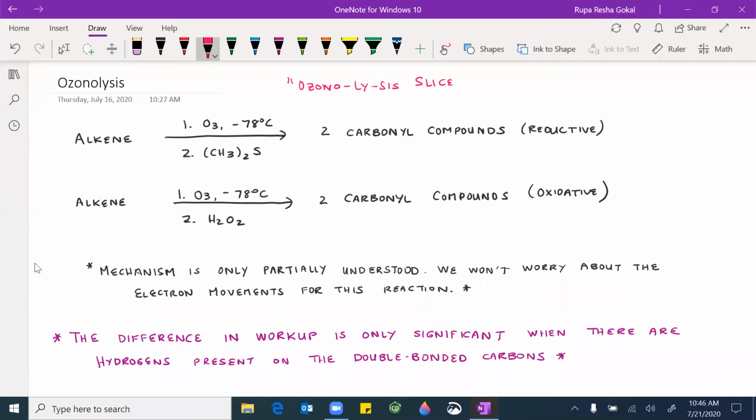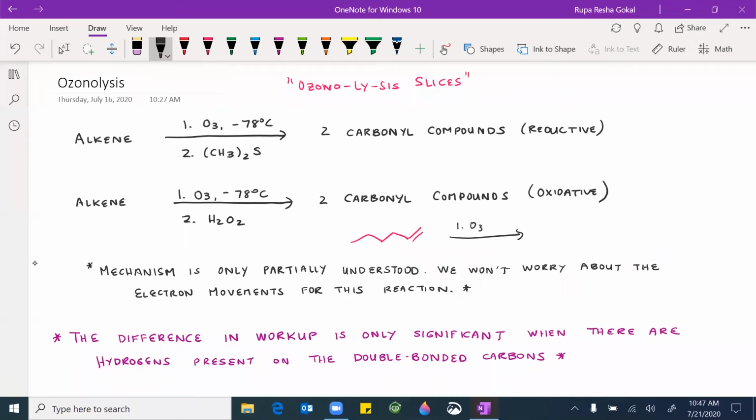Ozonolysis slices. To predict the products of this type of reaction, all you've got to do is cut that double bond. You cut it and you pull it apart and you make 2 compounds. So if I start with, say, this alkene right here, I'm going to predict the products. This isn't how the mechanism actually works, it's just to help you get the right answer.